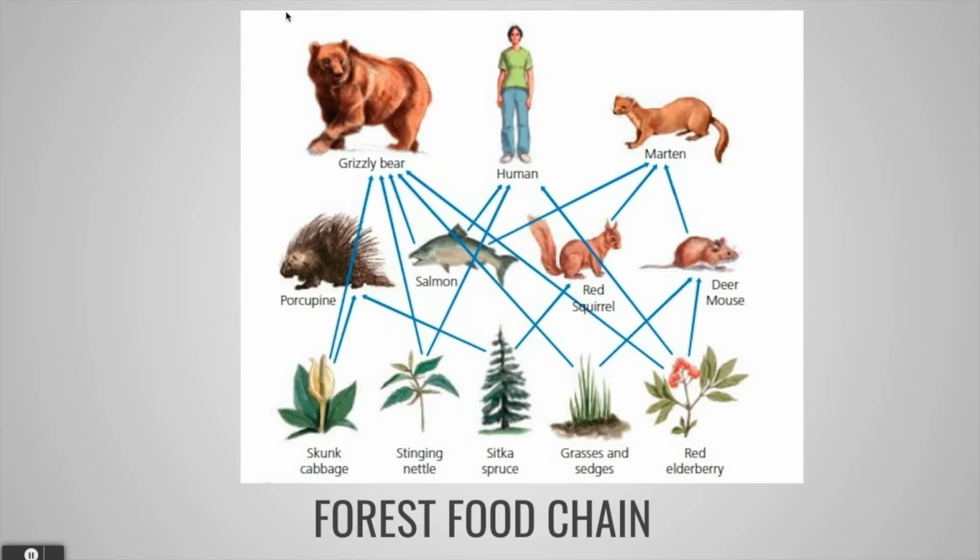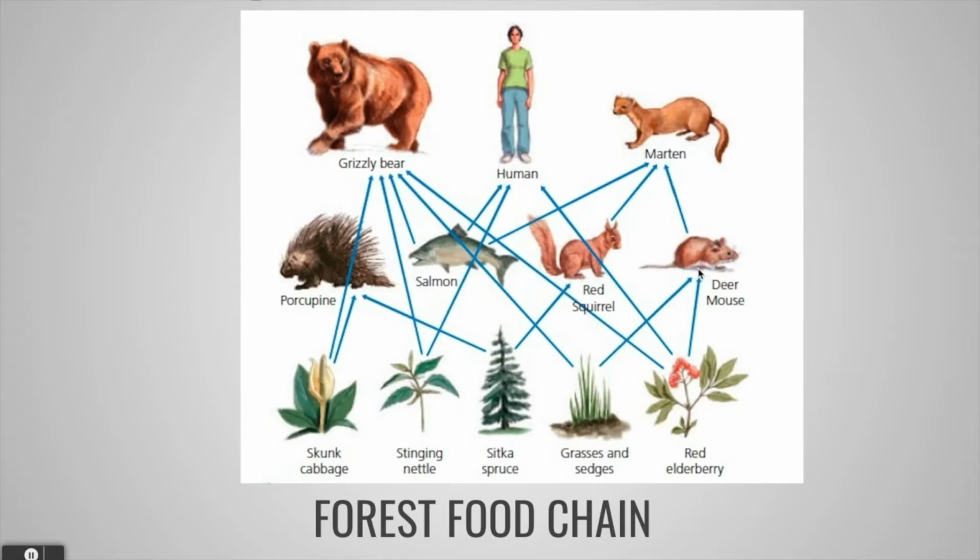Here we have a copy of a forest food chain. We see there are different plants and different types of animals and even humans. We see how these different organisms all play a part in this forest environment. The arrows that are pointing to these different organisms show how the energy is transferred from one organism to the next. For example, the grass, there are two arrows.